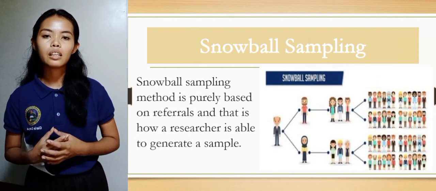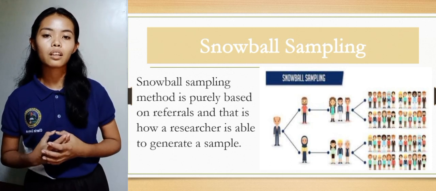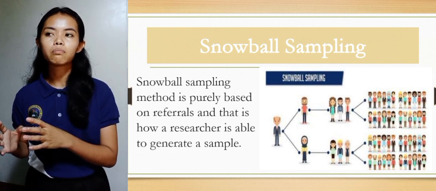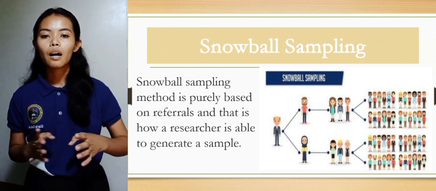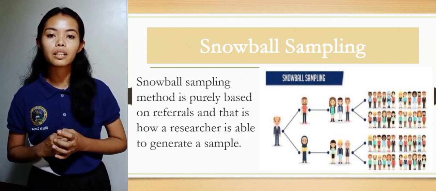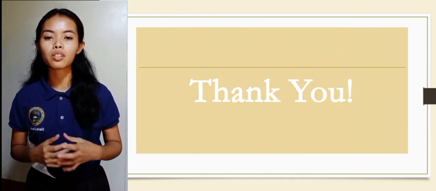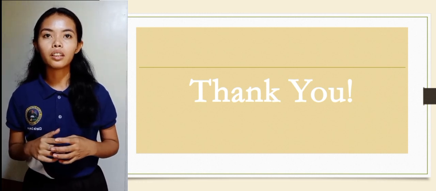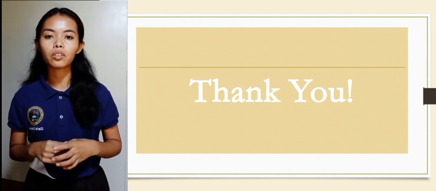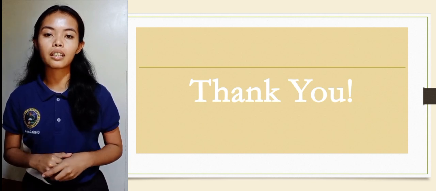Next is snowball sampling. This is based on referrals, and that is how a researcher obtains his or her respondents. It involves recruitment: from the first respondent, they can recruit another, and that one recruits another, until you obtain your desired respondents or your sample size. Whichever sampling technique you use in your research, you have to indicate it in the research methodology part. I think it's under the research design. Thank you everyone for listening and God bless.